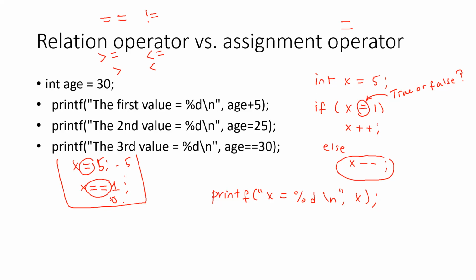Okay, so jawapan yang betul sepatutnya 6. Sebab this is just you assign the value. Awak tak bandingkan nilai. Tidak ada bandingan nilai kat sini. So, dia akan jadi x plus plus, which is 5 plus 1. So, the value should be 6.